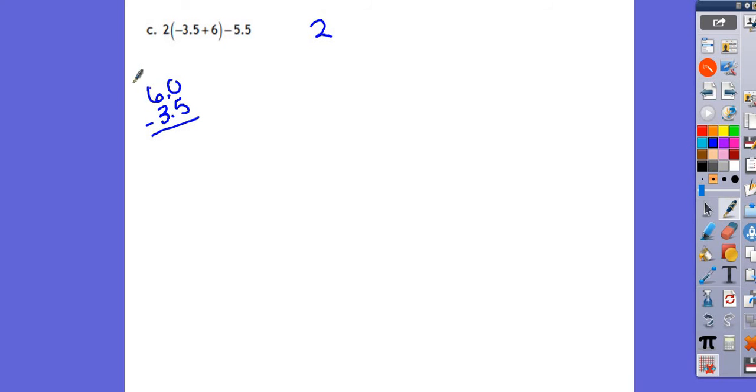Subtract that. I'm going to borrow here. That gives me 5. It gives me 2.5, and the sign of my larger number is positive, so it's a positive 2.5. Rewrite my problem.